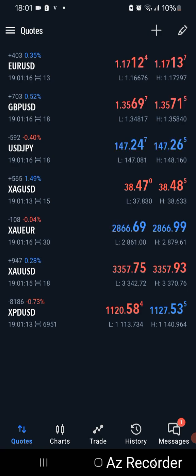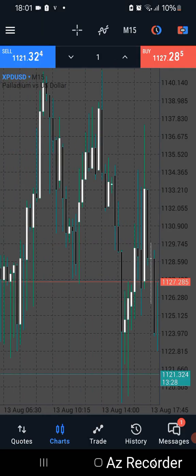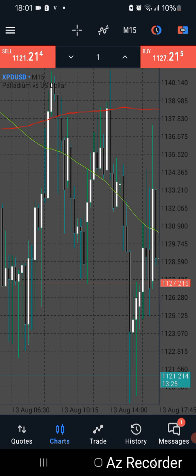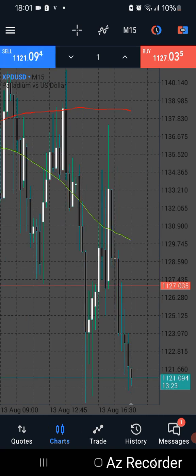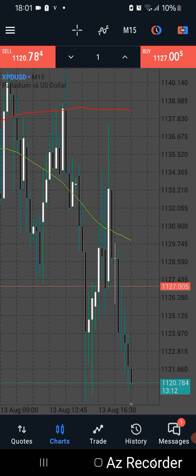So basically, the only pair I ever trade is gold USD. I never really trade anything else. I haven't traded gold euro. I haven't traded silver USD, and I haven't traded platinum USD, even though they look very profitable. I thought platinum was at 11,000, I don't know. But yeah, that's me for the day.